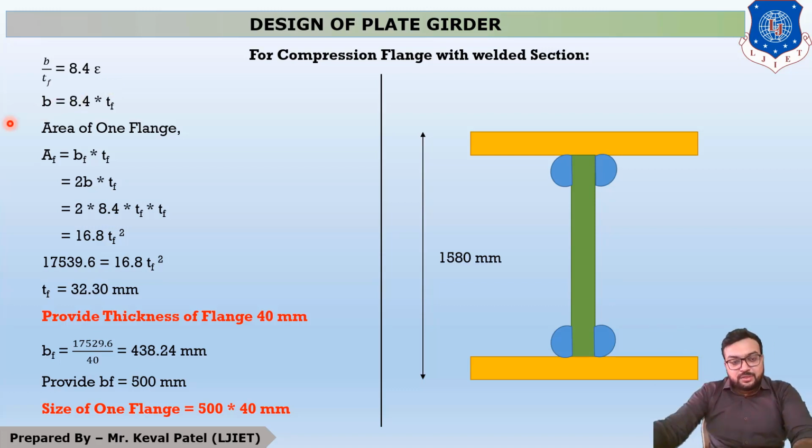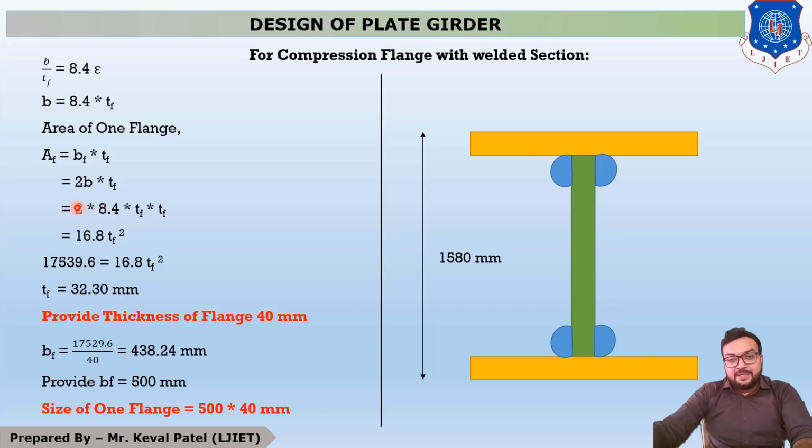So students, you can see that our B is equal to 8.4 into TF. So now you have to put down the value of BF equal to 2B, with reference to page number 19.